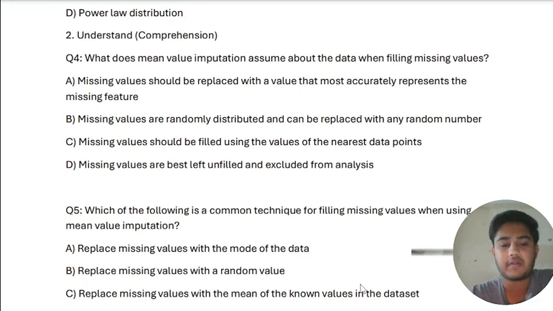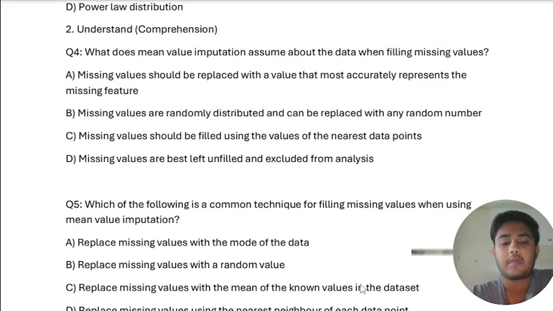Next question is, what does mean value imputation assume about the data when filling missing values? The answer is option A, missing values should be replaced with a value that most accurately represents the missing feature.